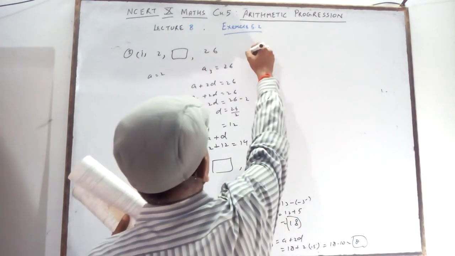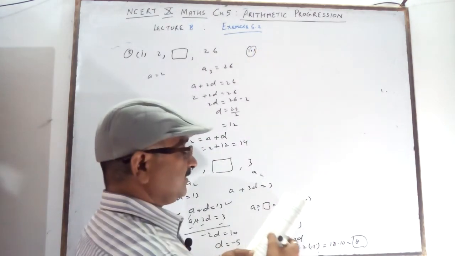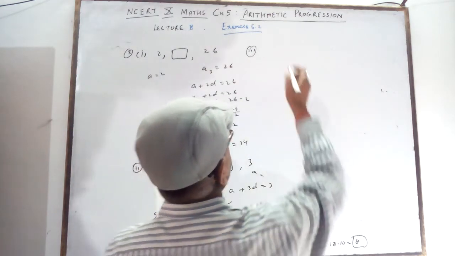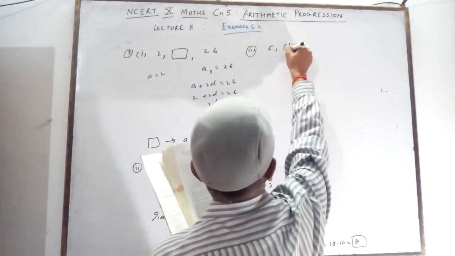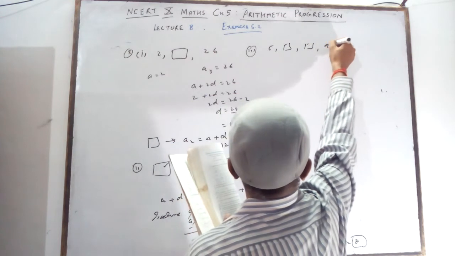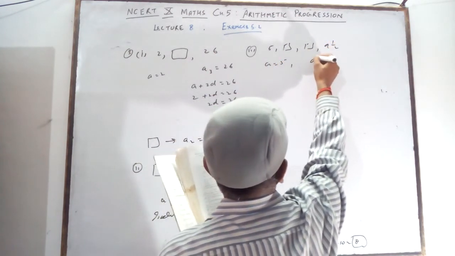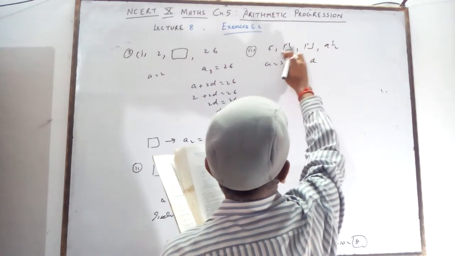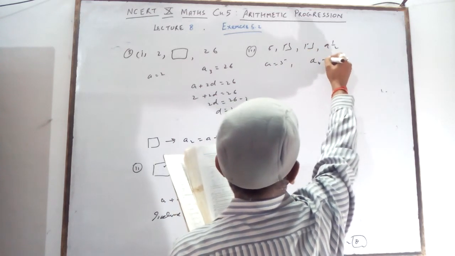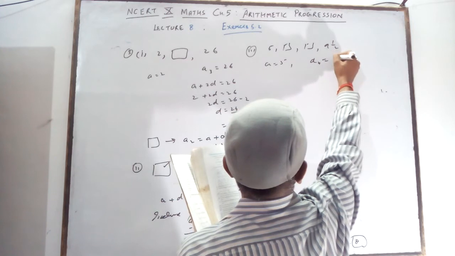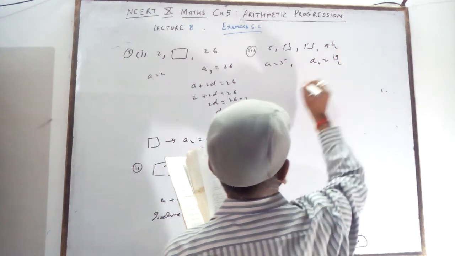The third part of this question is given: 5, box, 9 whole 1 by 2. A is given as 5, and A4 is given. 1, 2, 3, 4. A4 is given as 9 twos are 18, and 1 makes 19 by 2.